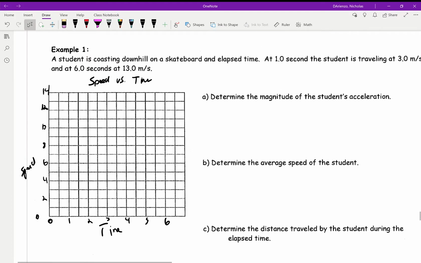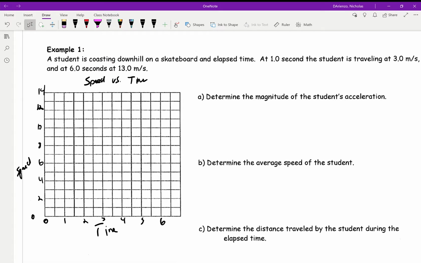And we're just going to graph this real quick. At 1 second, the student's traveling at 3 meters per second. At 6 seconds, at 13 meters per second. So there. It's about as straight as I'm probably going to get it. Determine, let's try the first one here. Determine the magnitude of the student's acceleration. Well, this is a uniform looking graph. The line is consistent, it's straight. We connect 2 points. There's no curved line there. We can assume the motion is uniform.